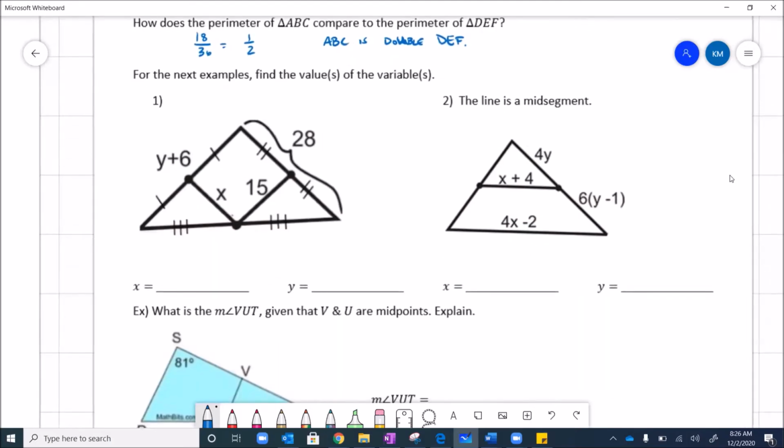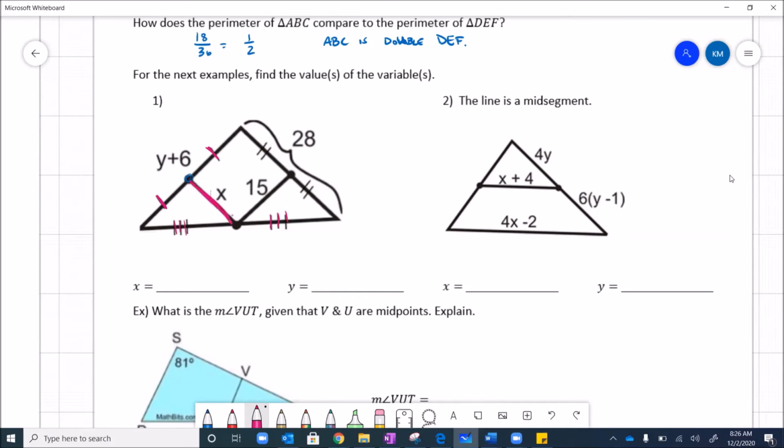All right, so we're doing the same thing now here with a little bit more variable to it. It says, for the next examples, find the values of the variables. So here, they're giving us this point. Here's a midpoint. Okay, it's a midpoint, they tell us, because they're marking these sides congruent and these sides congruent. So this line is a midsegment.